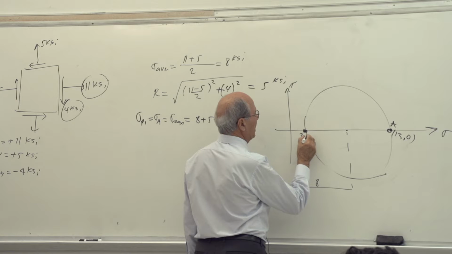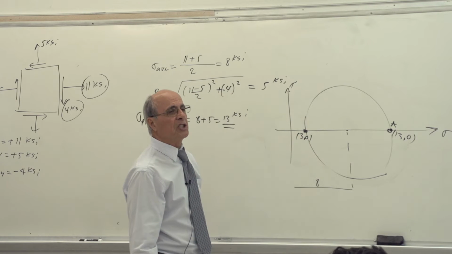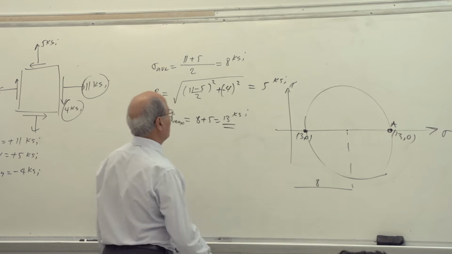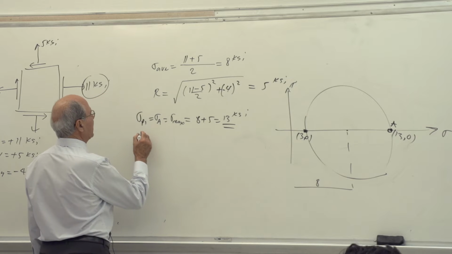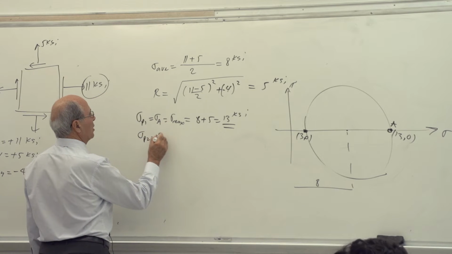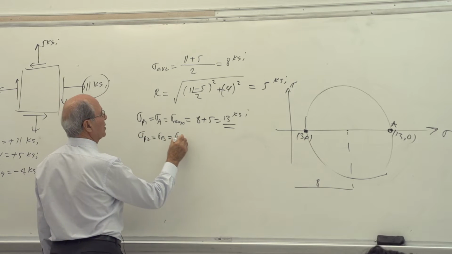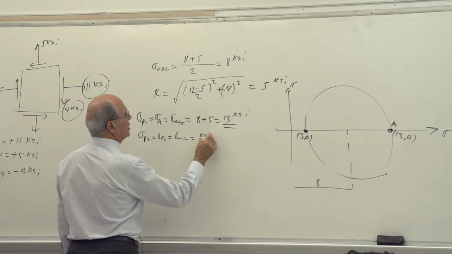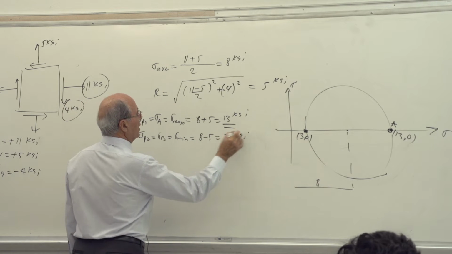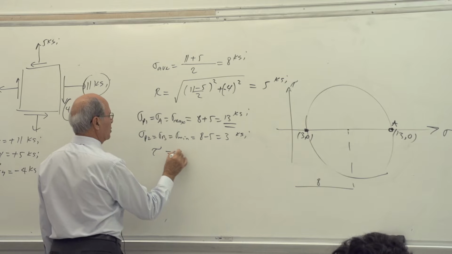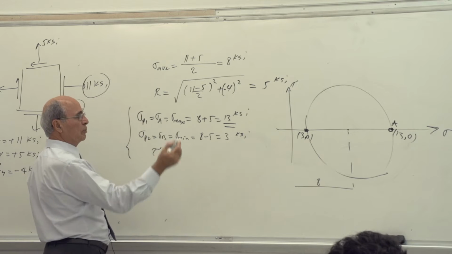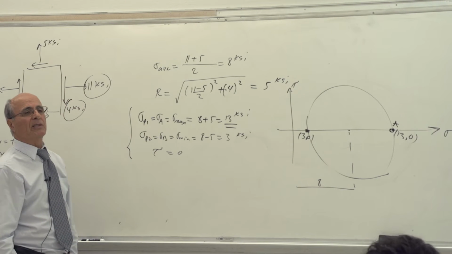And this is 3 and 0. Is that correct or not? Because shear stress is 0 there. So actually, sigma principal 2, or sigma B, or sigma minimum, is equal to 8 minus 5, or 3 ksi, and tau equal to 0. We put all of them here to show the points A and B. Is that correct or not?